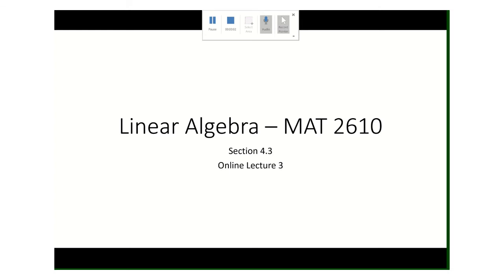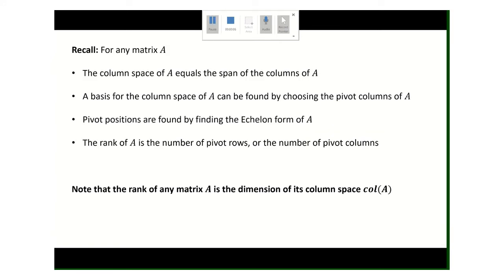Today we're going to look at section 4.3 out of the textbook. So first, recall a couple of items that we've already done. If we have a matrix A, we talked last time about the column space and how that's the span of the columns of A. That is something we've seen before.